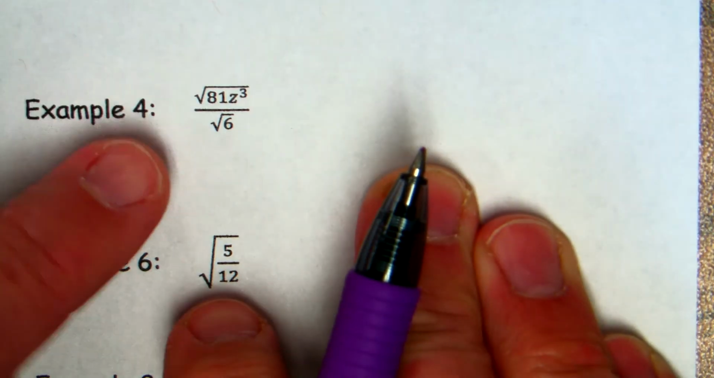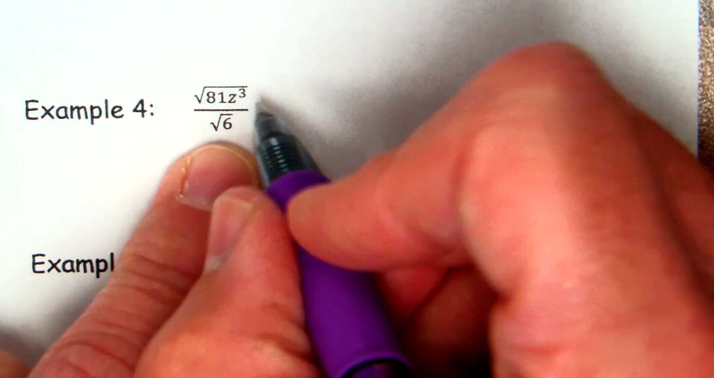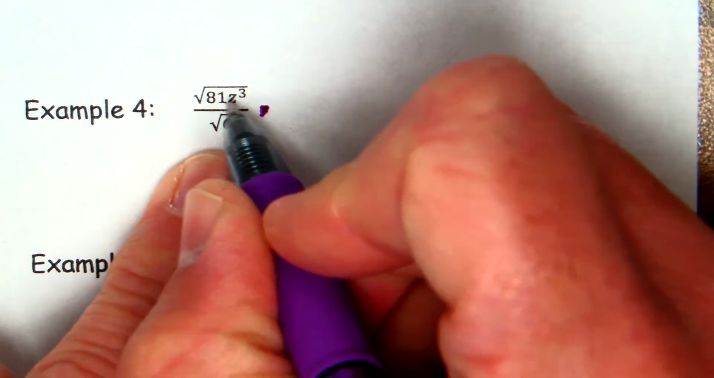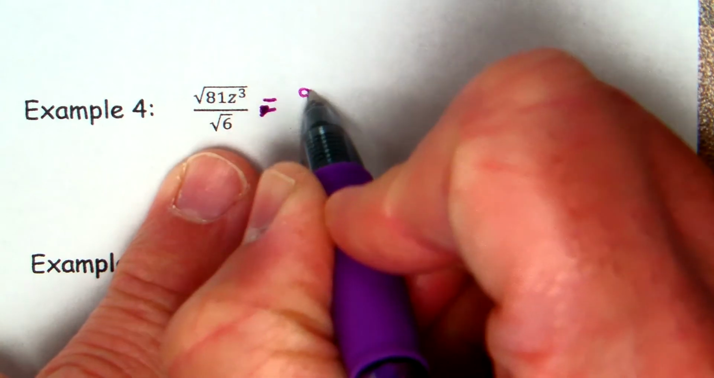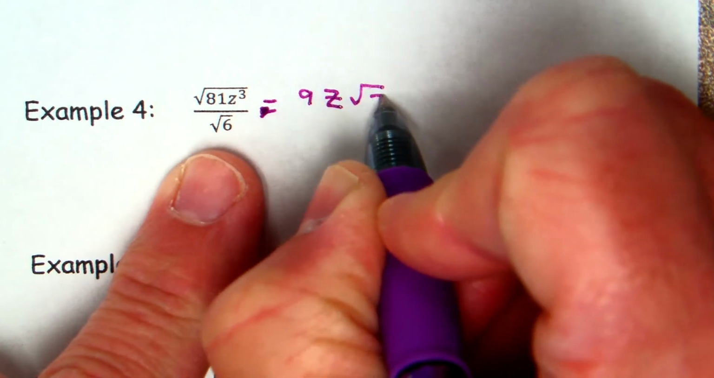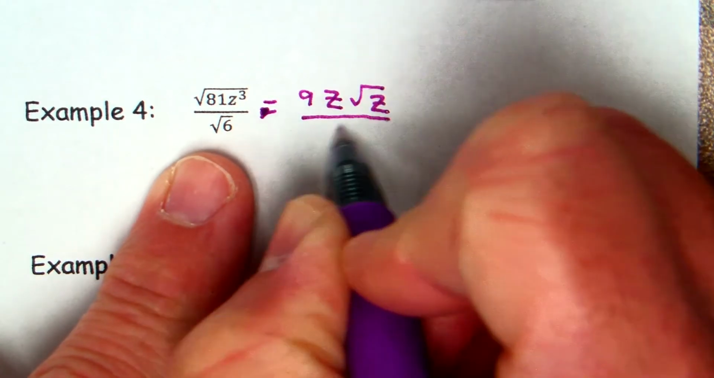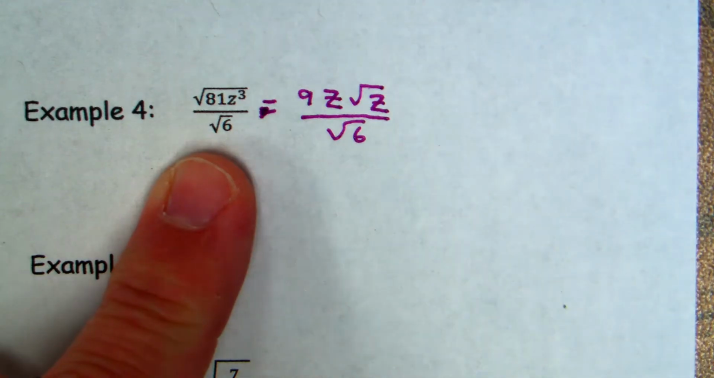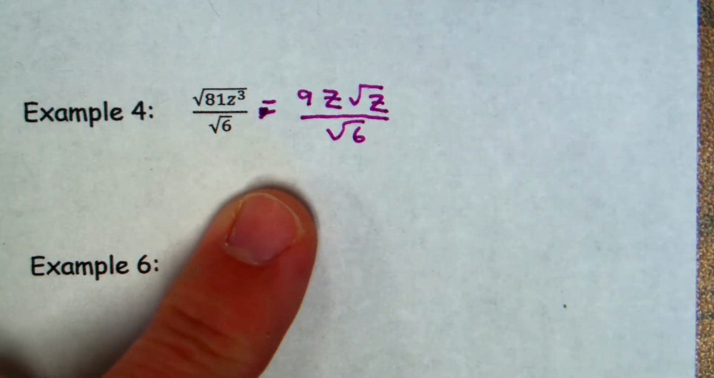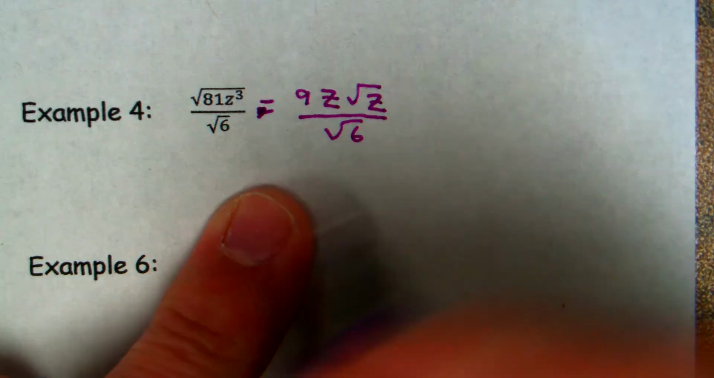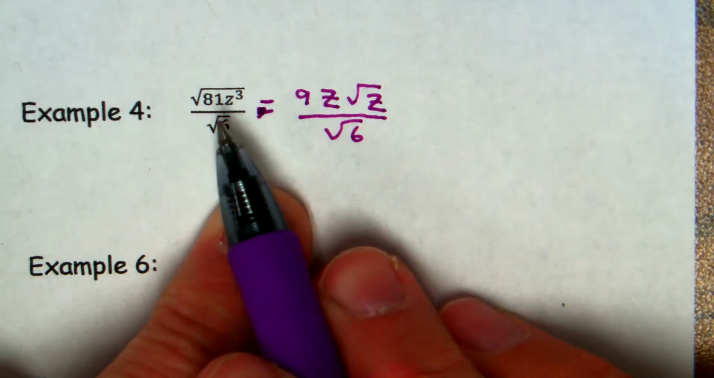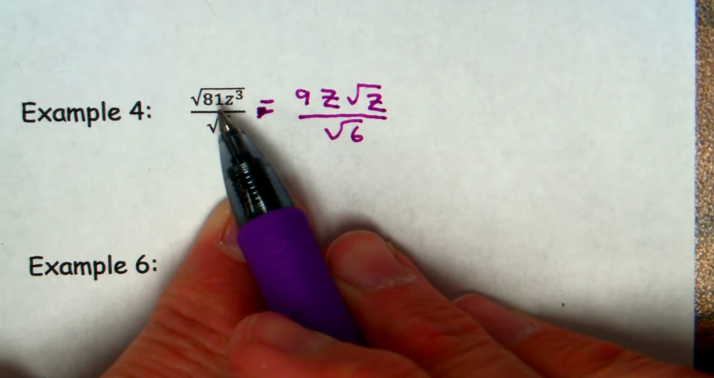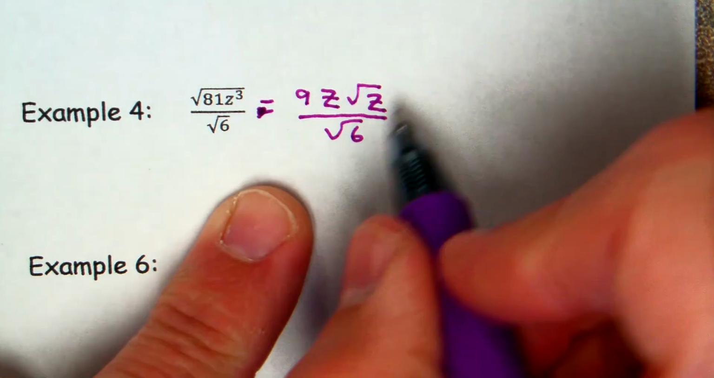Example 4. In this one, I'm going to notice right off the bat that this is 9z radical z. I'm going to do that at the beginning just because it's going to make my number smaller to work with in the end. If you're not sure what I just did there, you need to go back and watch another video on simplifying radical expressions before you do this.